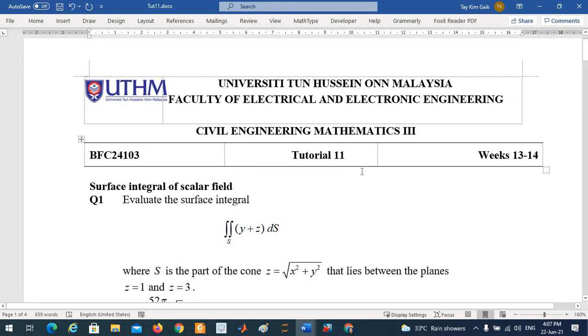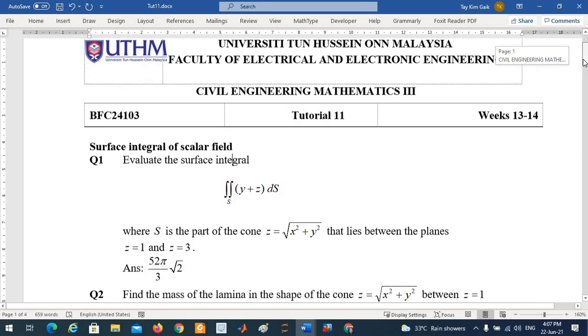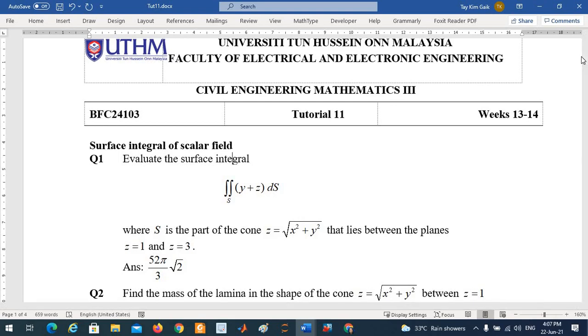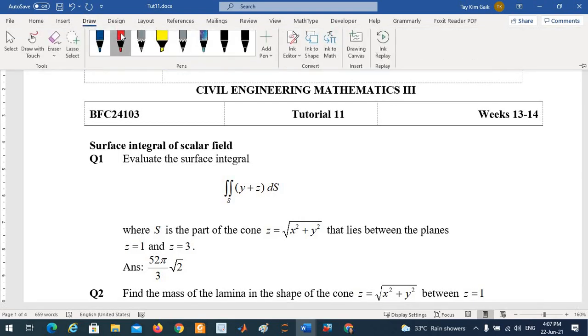Okay, we'll start tutorial 11, week 13 to 14. This week is week 13. We are going to cover the surface integral of scalar field and vector field. First of all, look at question 1. Evaluate the surface integral of y plus z dS.